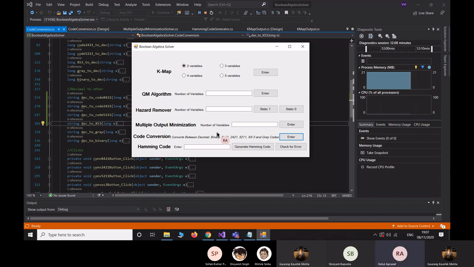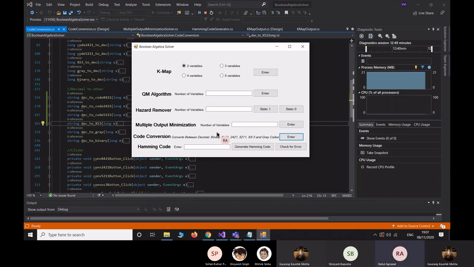So for weighted codes, we have 8421 code, 2421 code, and 5211 code. And for unweighted codes, we have XS3 code and gray code. These codes have different uses, so it's important to have conversion between these codes so then we can use them efficiently. Like 8421 code is easy to remember as it's similar to decimal system, but its arithmetic is quite complex, therefore it's not used much.